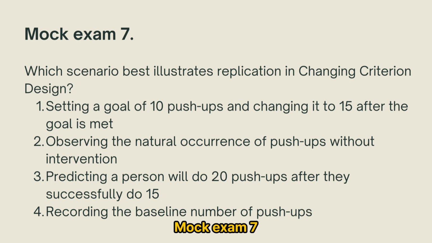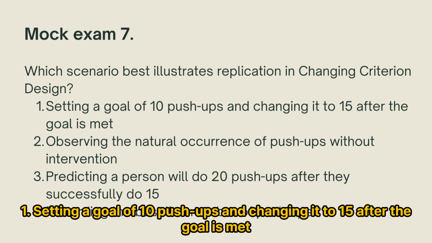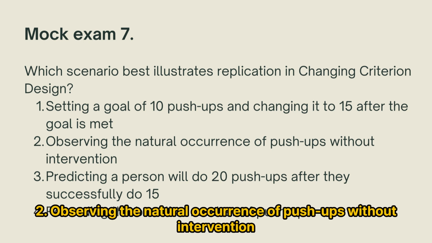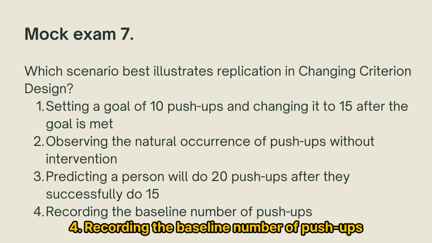Mock Exam 7. Which scenario best illustrates replication in changing criterion design? 1. Setting a goal of 10 push-ups and changing it to 15 after the goal is met. 2. Observing the natural occurrence of push-ups without intervention. 3. Predicting a person will do 20 push-ups after they successfully do 15. 4. Recording the baseline number of push-ups.